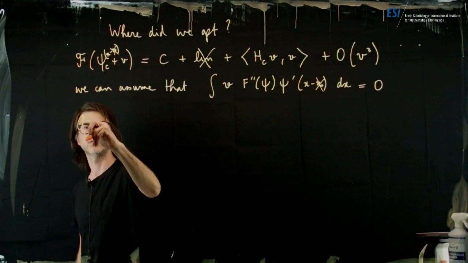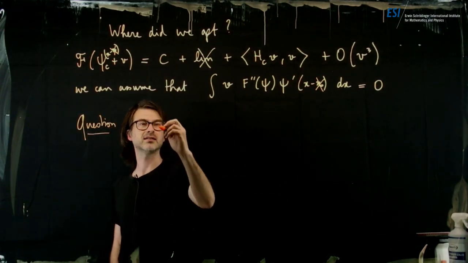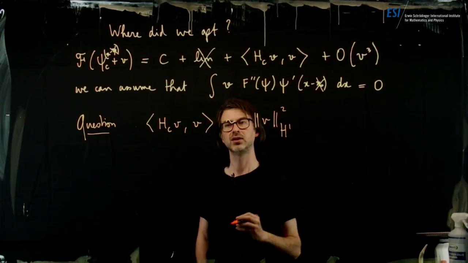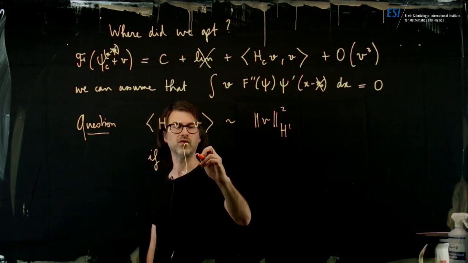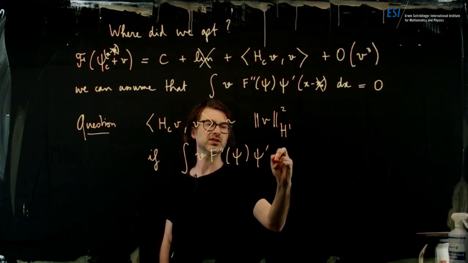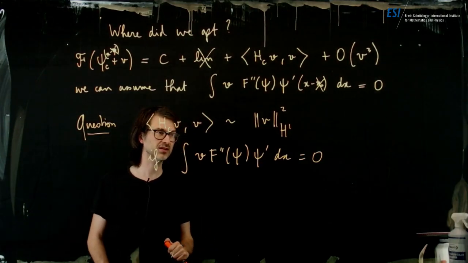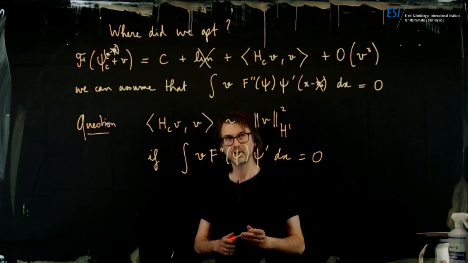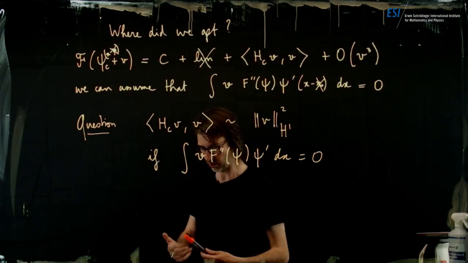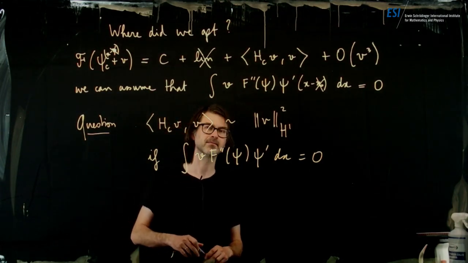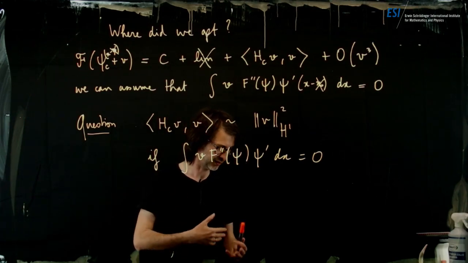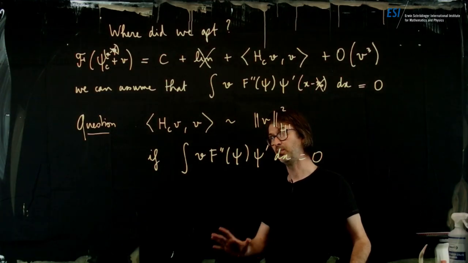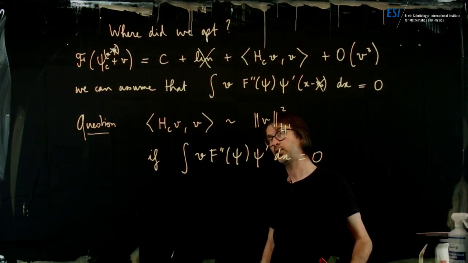So now the problem is to show that hcv against v is equivalent to the norm of v in h1 squared under the condition that the integral of v f double prime of psi psi prime dx equals 0. But now this is really a linear algebra or a functional analysis problem. You need to use some more the structure of the equation and the ODE. But from now on, it's a bit of a Hilbert space analysis, which I obviously will not have time to cover, but which is rather standard.